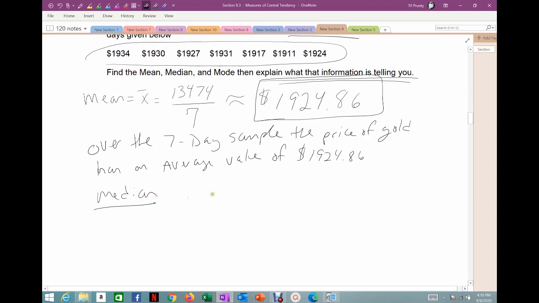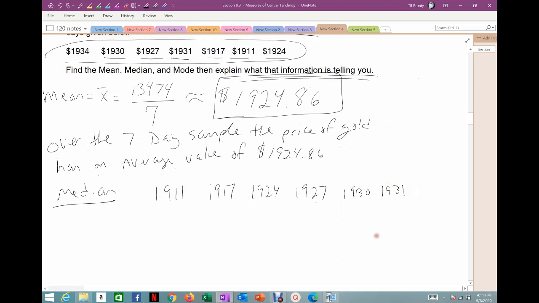It's the odd case, so it's not too bad. I've just got to put them in order. So my lowest value, 1911. Next lowest value, 1917, 1924, 1927, 1930, 1931, and then 1934. So there should be one value in the middle.